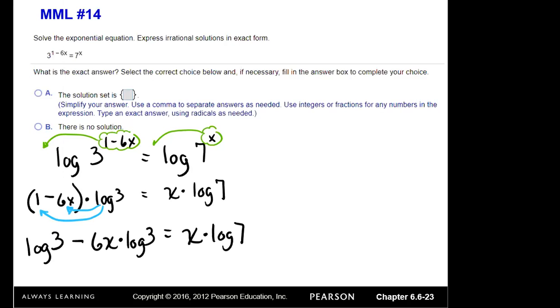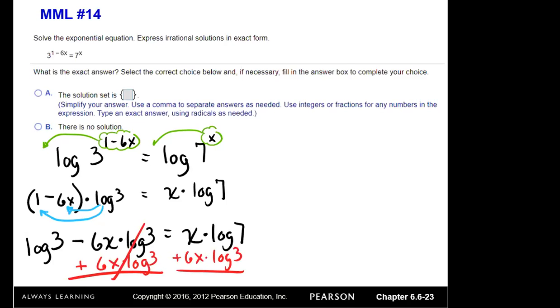Keep in mind, you're solving for x. I have 2 terms with x's in them and 1 term that doesn't. So the 2 terms with x's have to be on the same side. They are not. One of them's on the left, the other one's on the right. So I'm going to get them all on the same side. I am going to add 6x times a log of 3 to both sides.